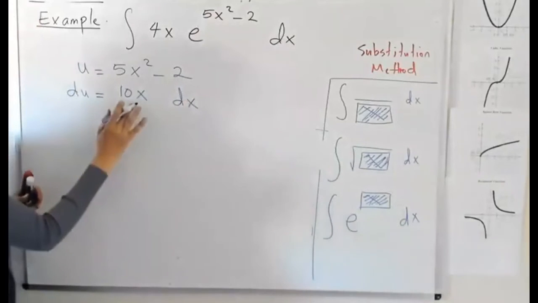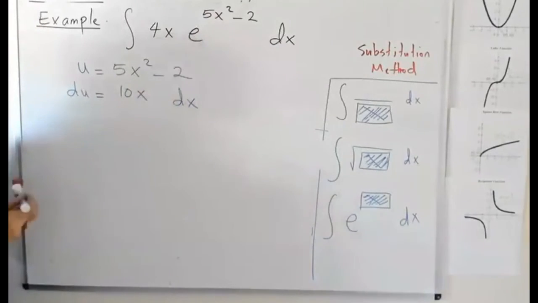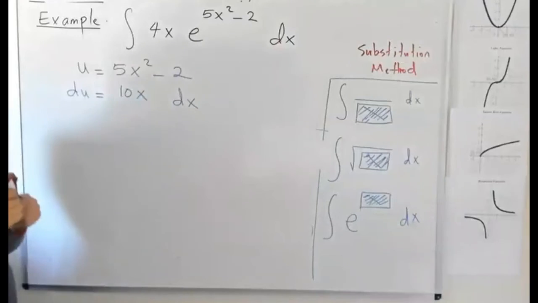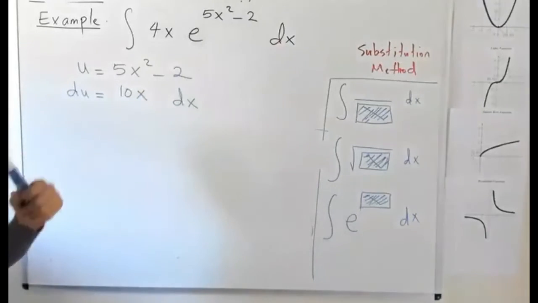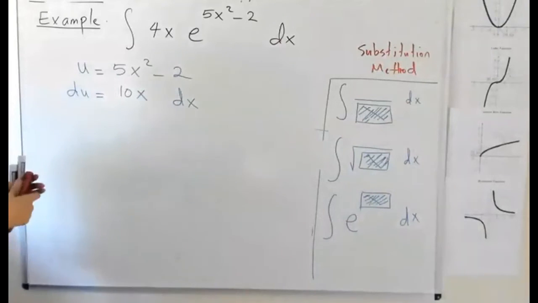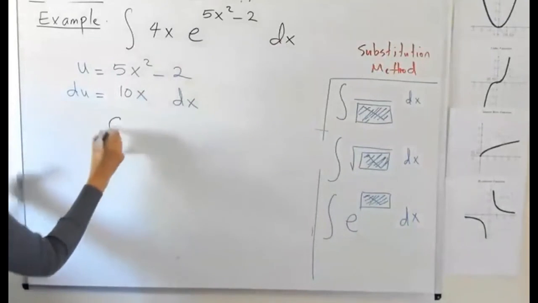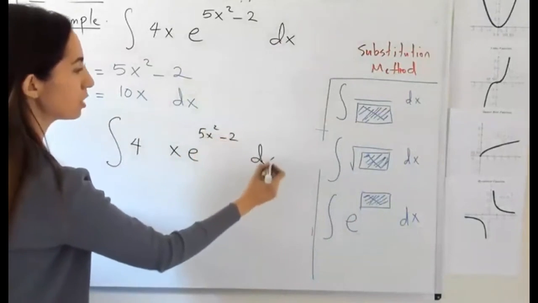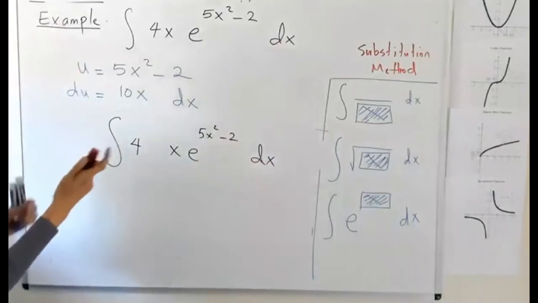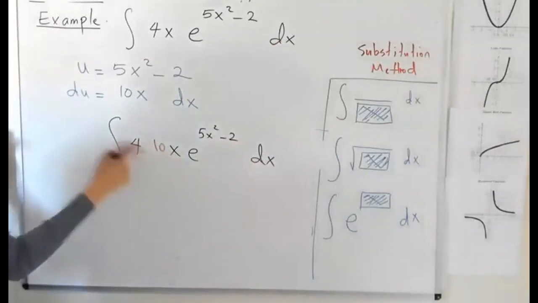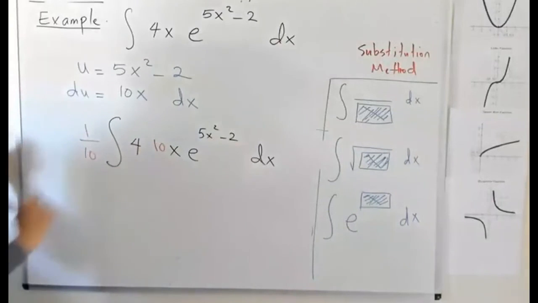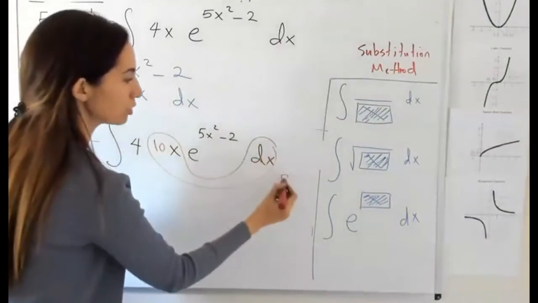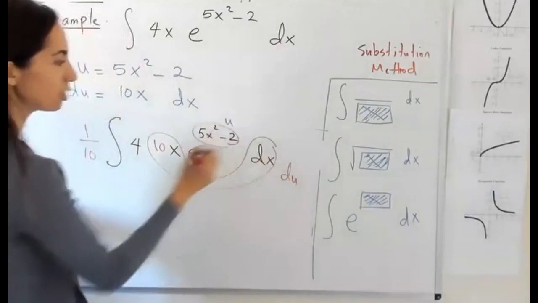Okay. Do I have 10x dx in the integral? I don't have 10. What I have is 4. So what I'm going to do is multiply and divide by 10. So I'm going to rewrite my integral this way. The integral of 4x e to 5x squared minus 2 dx. I'm going to multiply by 10, and at the same time, I'm going to divide by 10 to balance this operation. Now I have 10x dx, which is my du, and the exponent is just u.